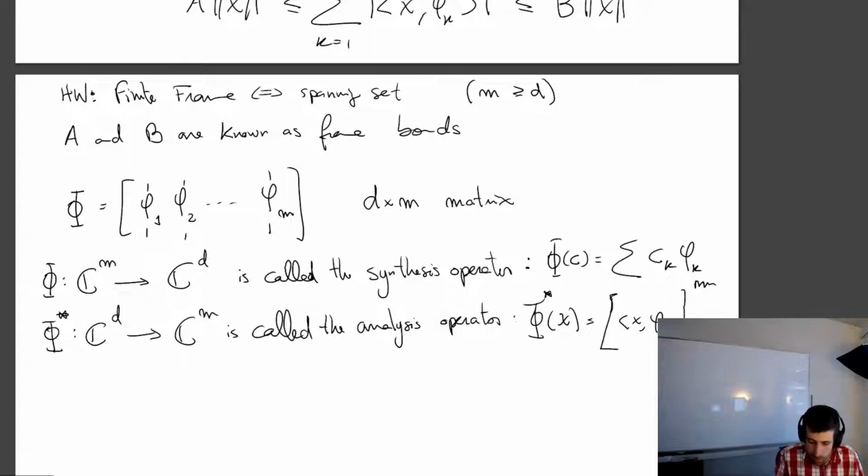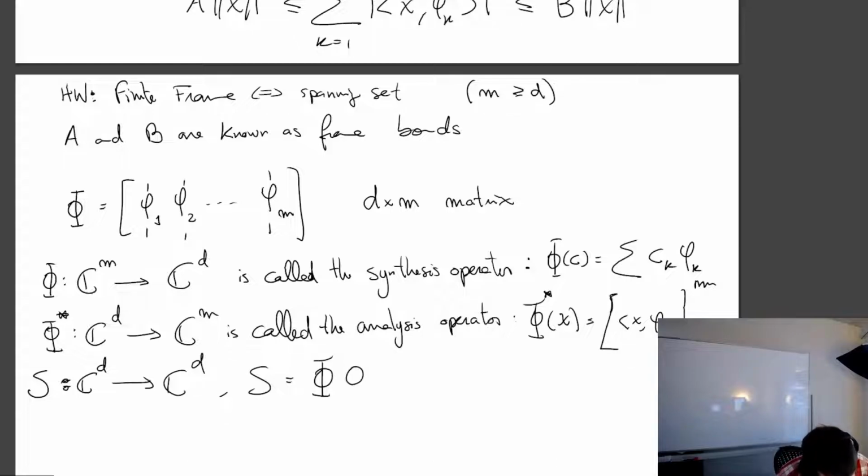Now, there's another one, S, which is the self-adjoint operator. So it's the operator between C^D. Of course, in finite dimensions these are only matrices. And it's given by S equals phi phi transpose. It's just a Gram matrix. It's called the frame operator.